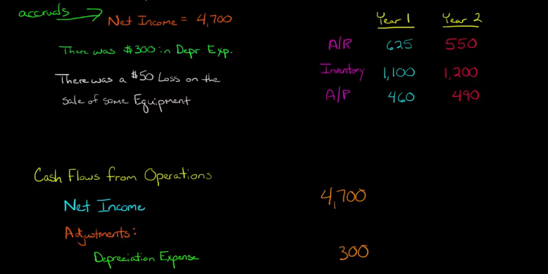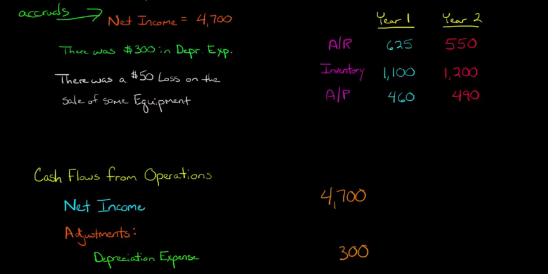Why are we adding it instead of subtracting it? We're adding it because it was deducted to get net income, right? If we think about our income statement, this depreciation expense reduced our net income. Our net income would have been $5,000 if we didn't have that $300 of depreciation expense. So we're going to add this back, okay?